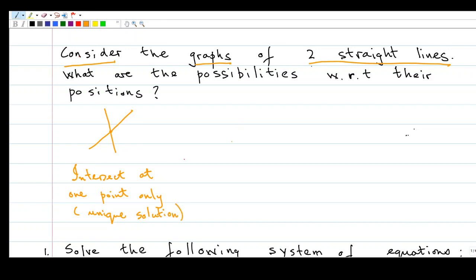The other possibility is that we could have two distinct parallel lines, and in such a case we have no solution.